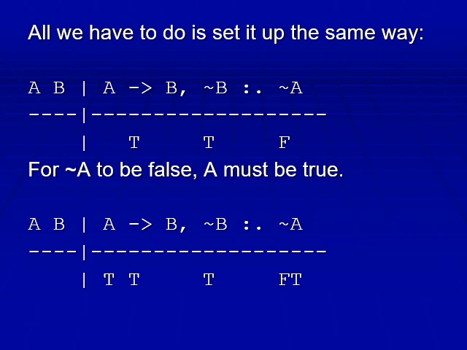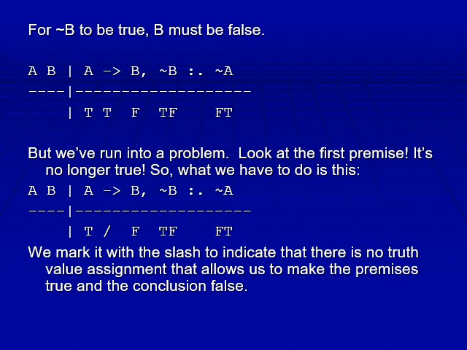Since the conclusion is not A, for that to be false, then A has to be true. And then we stick that in. For not B to be true, that's the second premise, B has to be false. But now, notice that we've run into a problem. In that first premise, it's no longer true. You can't have an if true, then false, and call that a true conditional.